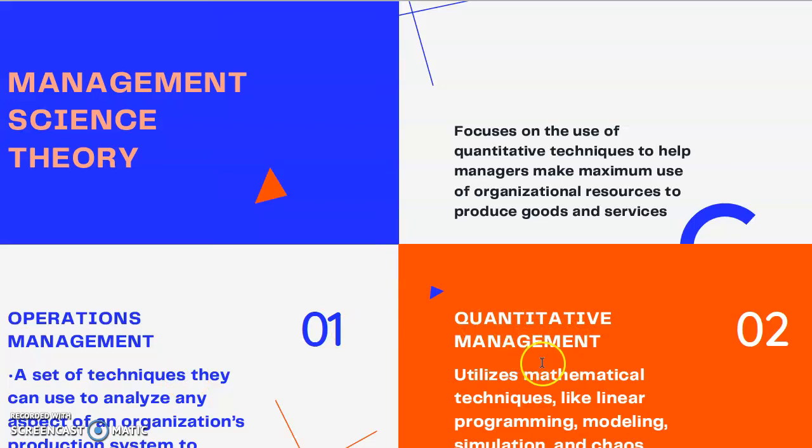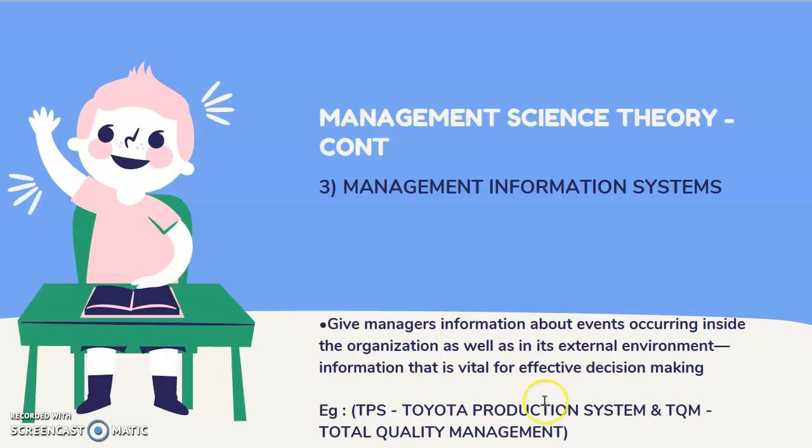And next we go to quantitative management. Normally they use mathematical techniques, like how much inventory to hold at different times of the year. Next we go to management information systems. Normally it gives the managers information about events occurring inside the organization as well as the external environment. This information is very important for effective decision making. For example, we have the TPS, Toyota Production System, which is one of the MIS, and TQM, Total Quality Management. Both systems emphasize continuous improvement in quality, and they can reduce waste through learning.